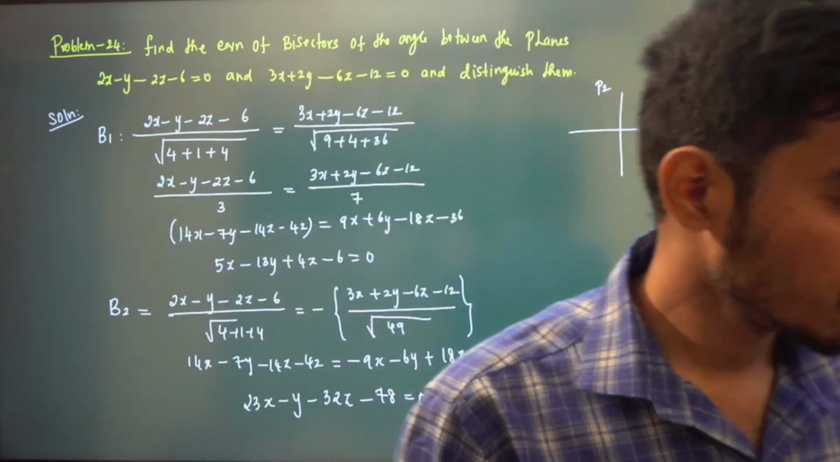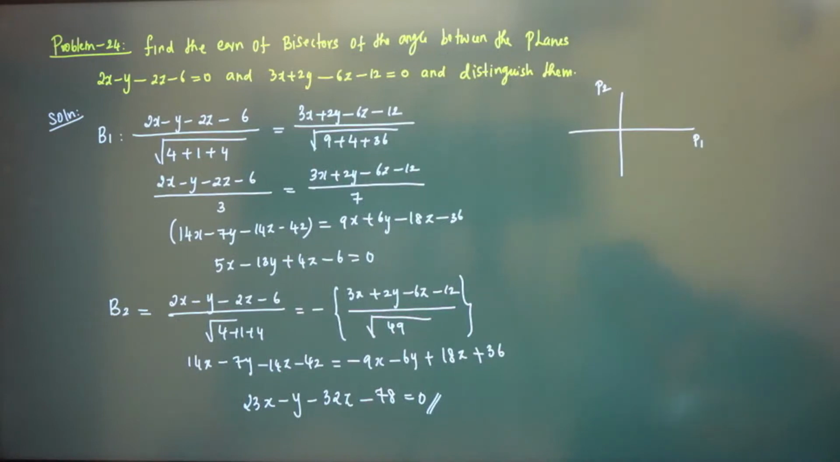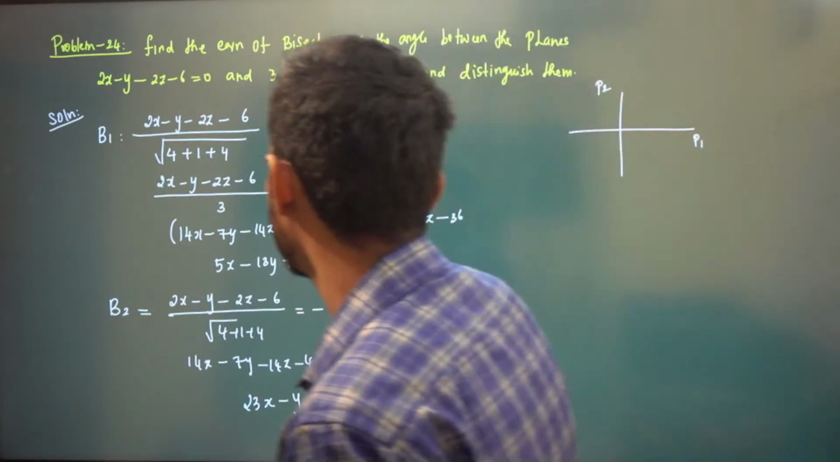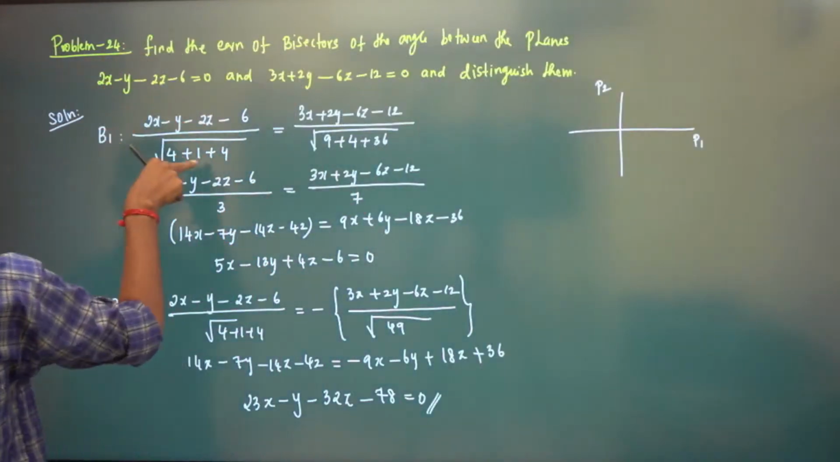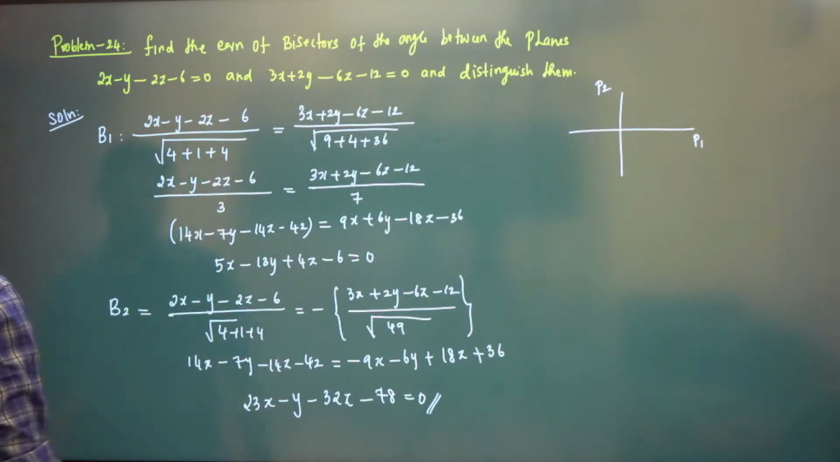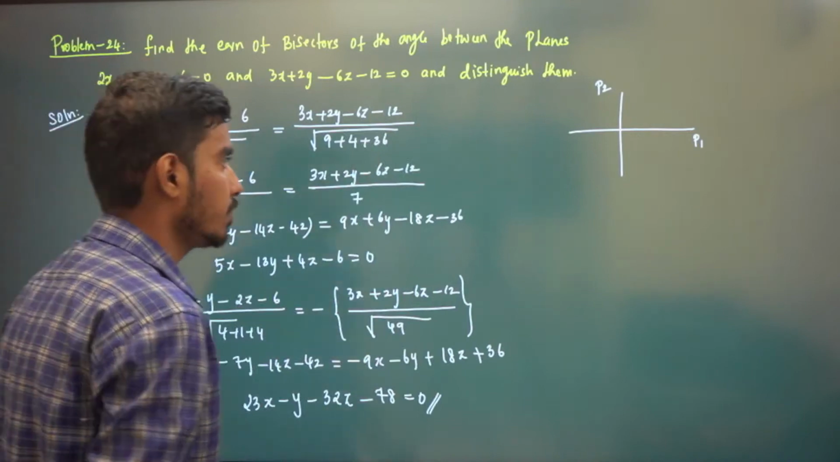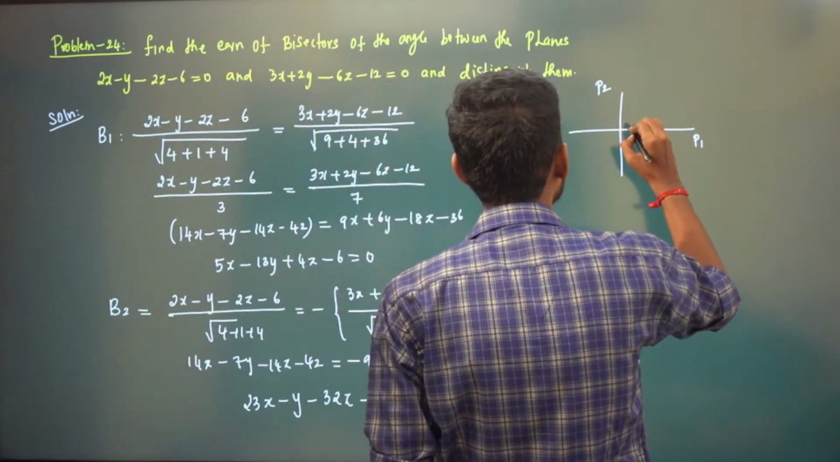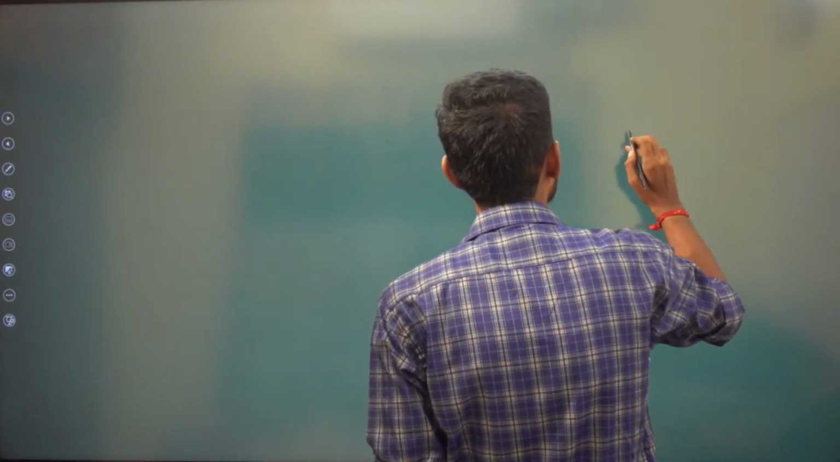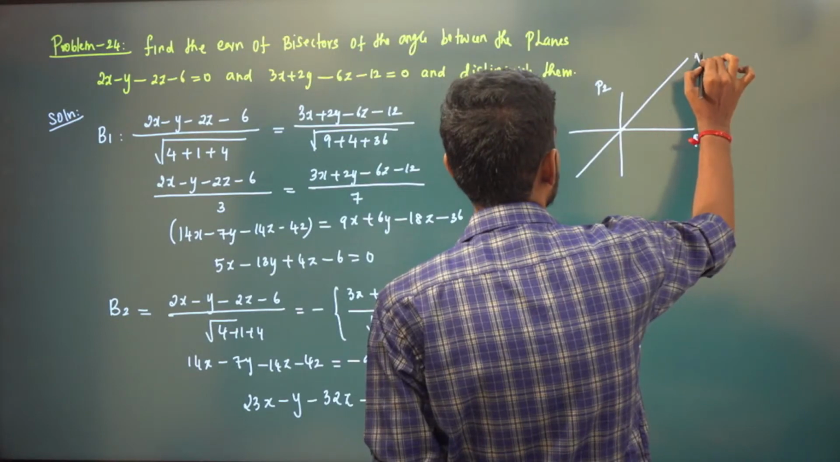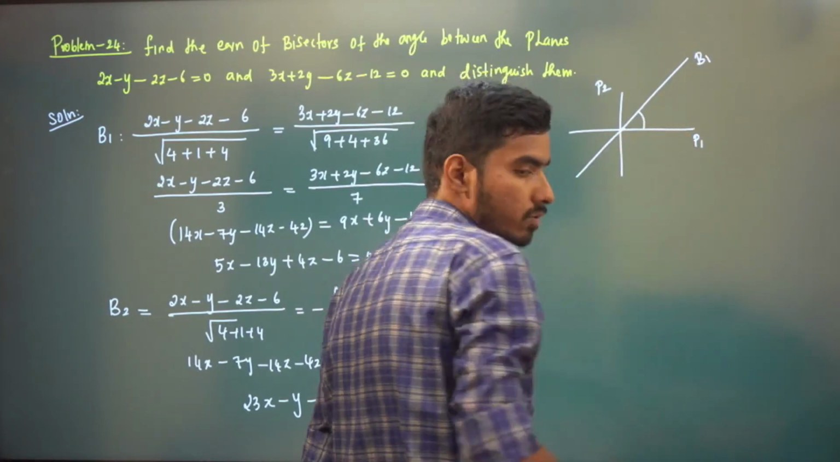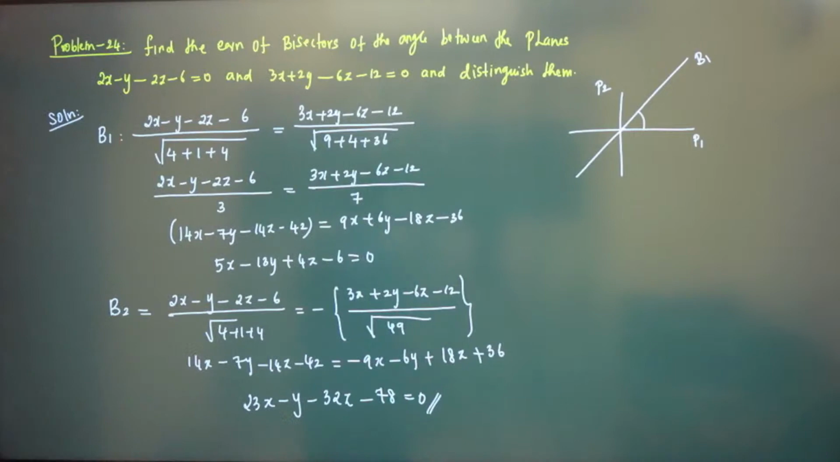Is it clear up to now? See, to find B1 and B2, it is very easy. You just have to divide by the root of a square plus b square plus c square. Here we will have minus here. So we have found B1 and B2. Now we need to distinguish between them. So this is our B1. Now what we will do is distinguish, which means you need to tell which bisects the acute angle, obtuse angle, and so on. Okay.